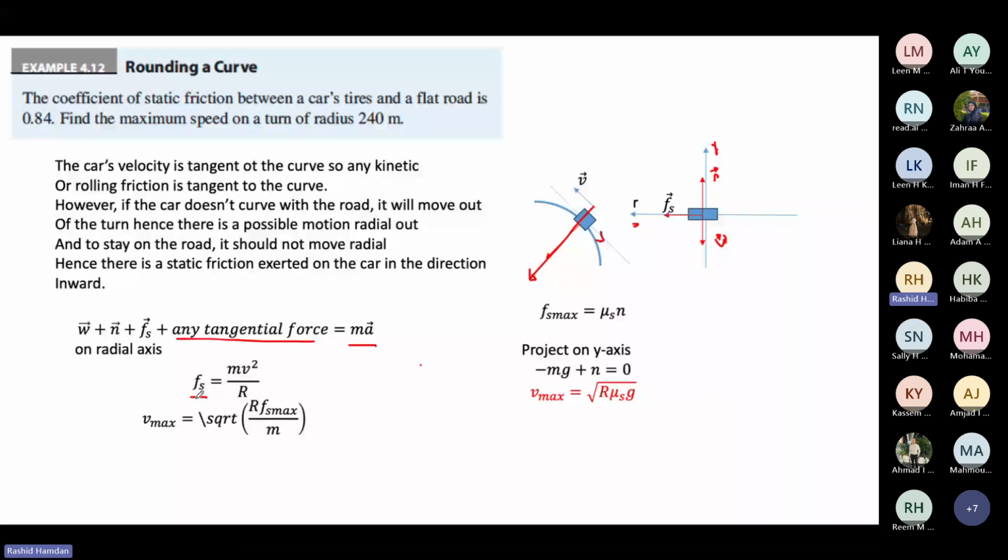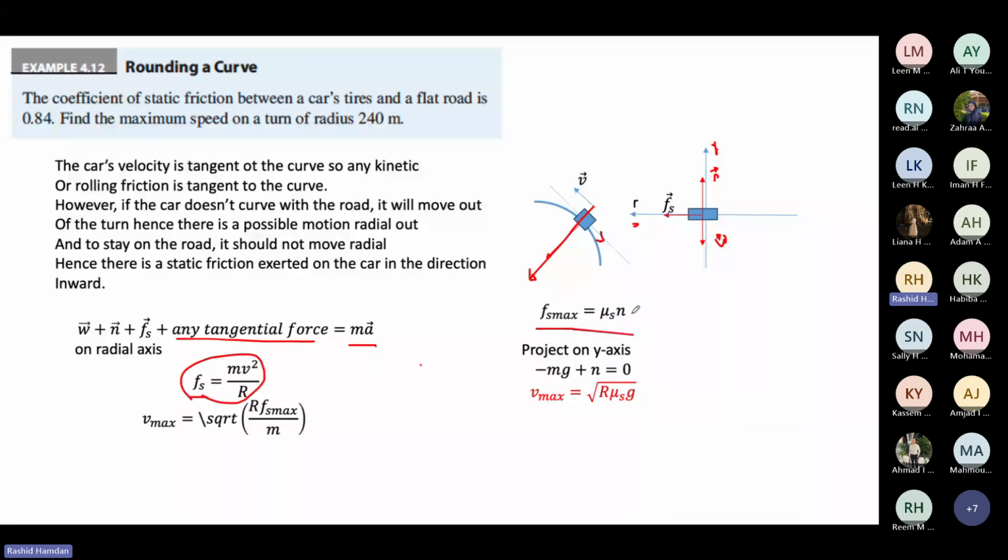So the friction force is what's providing the acceleration for me. Now, the maximum speed is at the maximum acceleration. So the maximum friction I could have is mu s n.